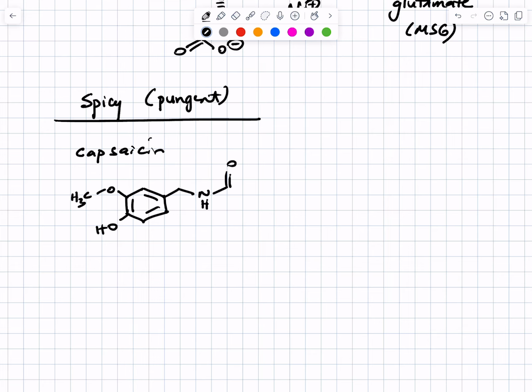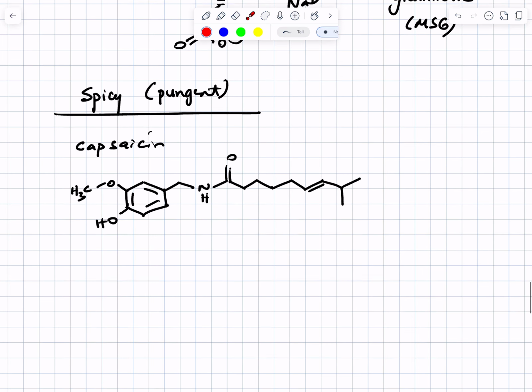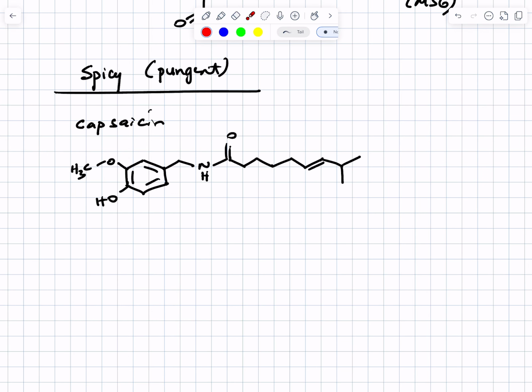It has all kinds of functional groups in it. And it's probably the portion on the left-hand side that's responsible for binding the receptor that makes you feel like you're on fire. This is an ether functional group. This is an alcohol functional group. This is an amide. Here's an alkene. So a nice grouping of functional groups. There are a few others.